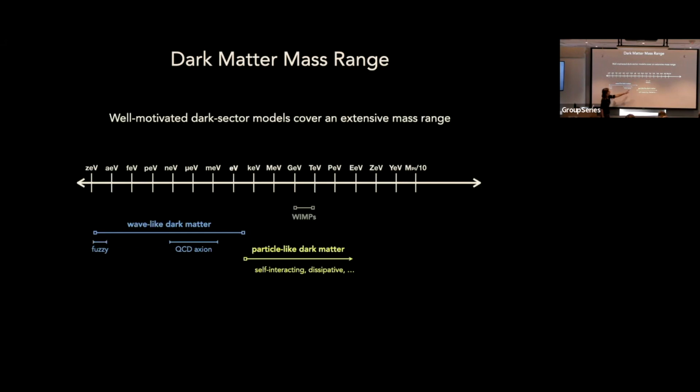If you're below an electron volt, your number densities are so high that the dark matter actually acts like a wave, like a coherent wave. So when we talk about wave-like dark matter, you might have heard this as fuzzy or QCD axions. We're essentially talking about this class of dark matter here, where it's acting like a coherent wave. Above this mass range, the particle picture is better. You don't have such high number densities for the dark matter. And so we think of things in this mass range more like particle scattering.